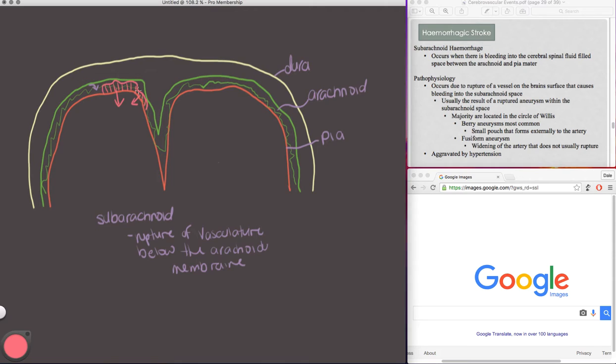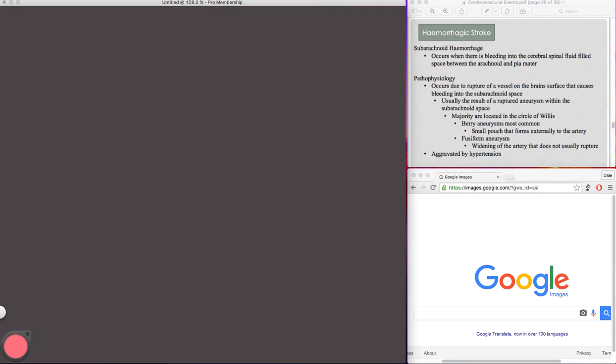So if we're looking at subarachnoid hemorrhage and what causes a subarachnoid hemorrhage, the most common cause is an aneurysm within the circle of Willis. So again, if we take a look at our brain and we take a look at the circle of Willis, generally it's going to be on the posterior portion of the brain. So picture us looking up at our brain from below, and the circle of Willis is going to sit underneath the brain. It's going to allow for collateral circulation, so that we don't have issues if we have a blockage in one of these areas.